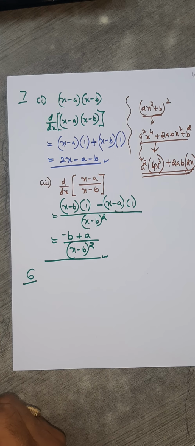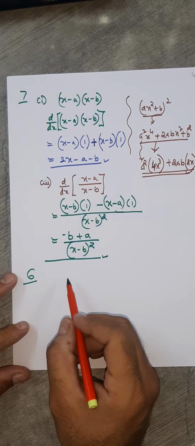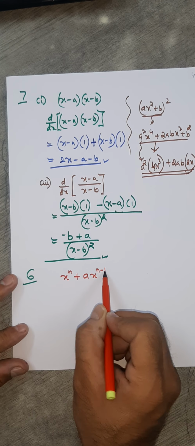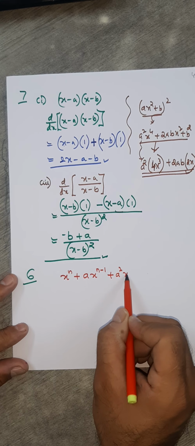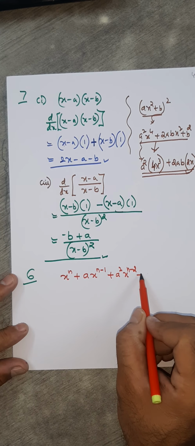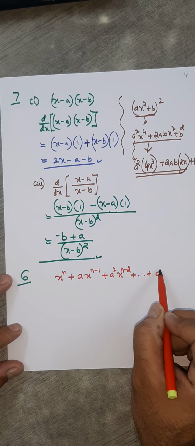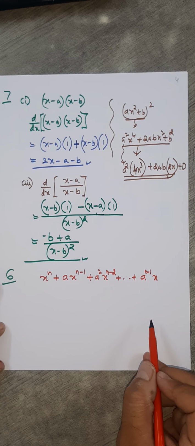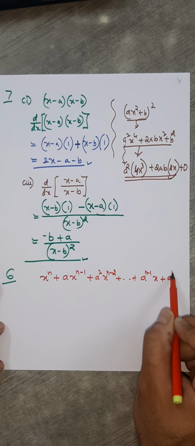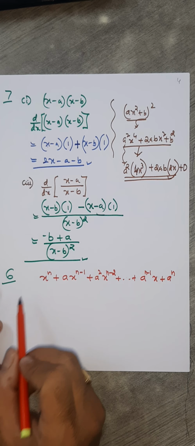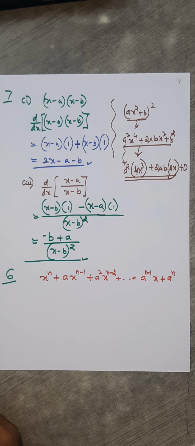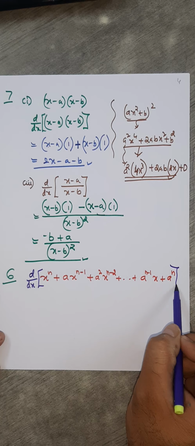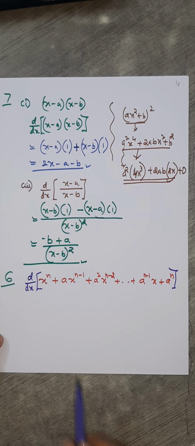Question number 6 now. You are given a polynomial function: x raised to n plus a constant times x raised to n minus 1, plus a square x raised to n minus 2, this is a constant, and so on, a raised to n minus 1, this is constant, into x, plus a raised to n, this is constant alone. We want the derivative of this. So here d by dx of this expression.